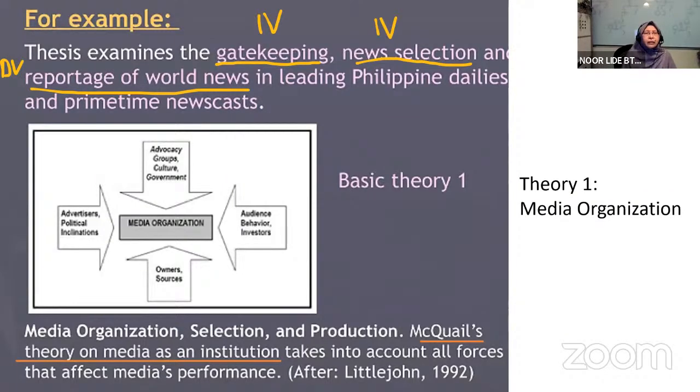In this theory, it talks about the different pressures on a media organization. So what are the different pressures? The bias of the owners, the advertisers, the political pressure, the government, advocacy groups, the NGOs, the audience, and so on. These are the people who put pressure on the media organization in the selection of what kind of news they are going to report. So this is basic theory number one.